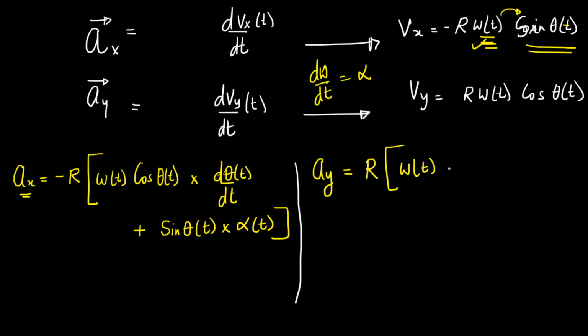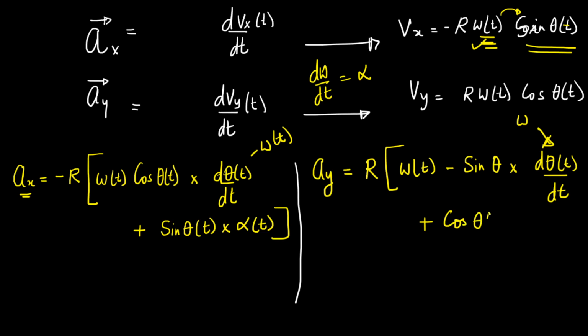Omega t into minus sine theta, making sense, I think, into minus sine theta into d theta by dt. And remember that this itself is omega, and this itself is also omega, and then plus cos theta of t into alpha. Right, so things don't look so bad, and this is your ay and this is your ax.